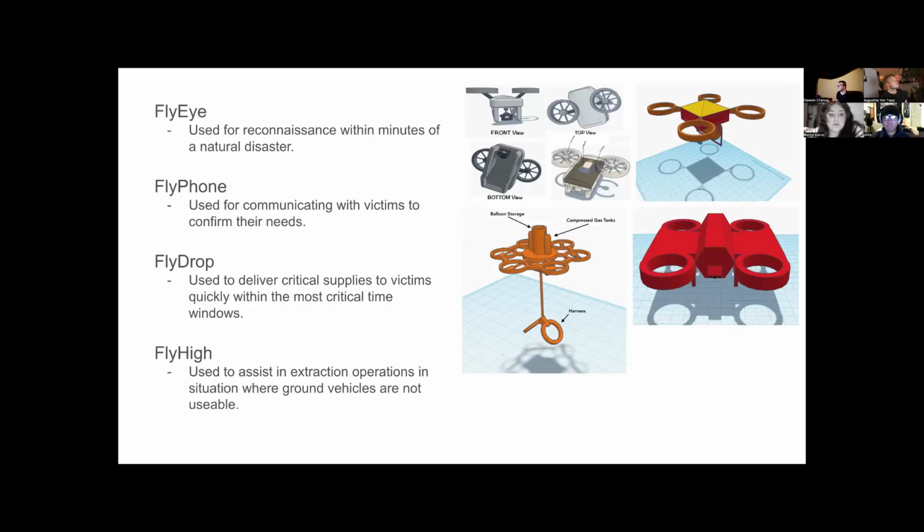Thank you, I'm Dawson. Our first design is the FlyEye, which is specifically used for reconnaissance and surveying areas. The second solution is the FlyPhone, which is used to communicate to the victims. The third is the FlyDrop, which is to deliver crucial supplies. And then the fourth one is an extraction drone called the FlyHigh to get people out of inaccessible areas. We'll pass it on to the FlyEye.